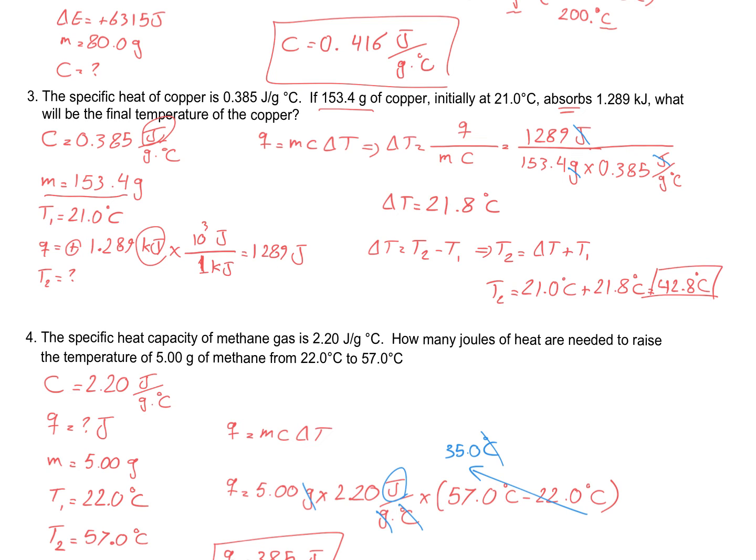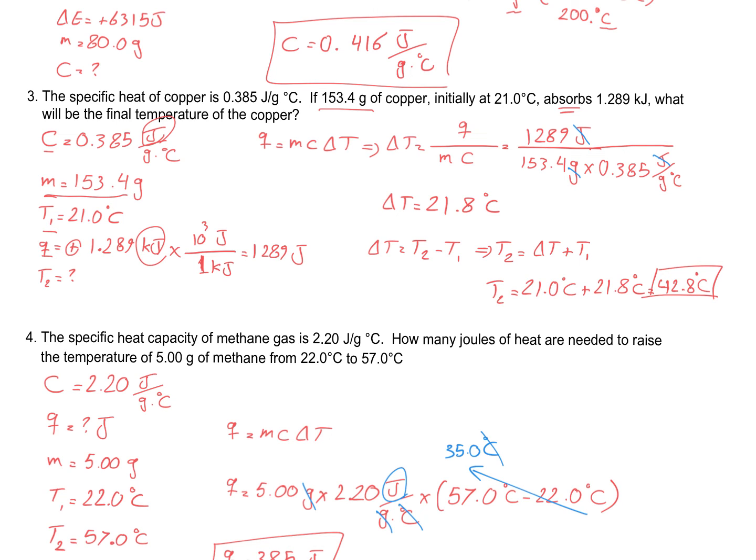So Q is 1.289 kilojoule. So pay attention to the units, kilojoule. What will be the final temperature of the copper? If you look at the summary of the information, you have C, you have M, you have T1, and you have Q. That's why I say write a summary of the information. Even if I don't have the wording of the question, if I see these values, I know I have to use Q = mcΔT, right? Because you have Q, you have M, you have C, and you have T1.